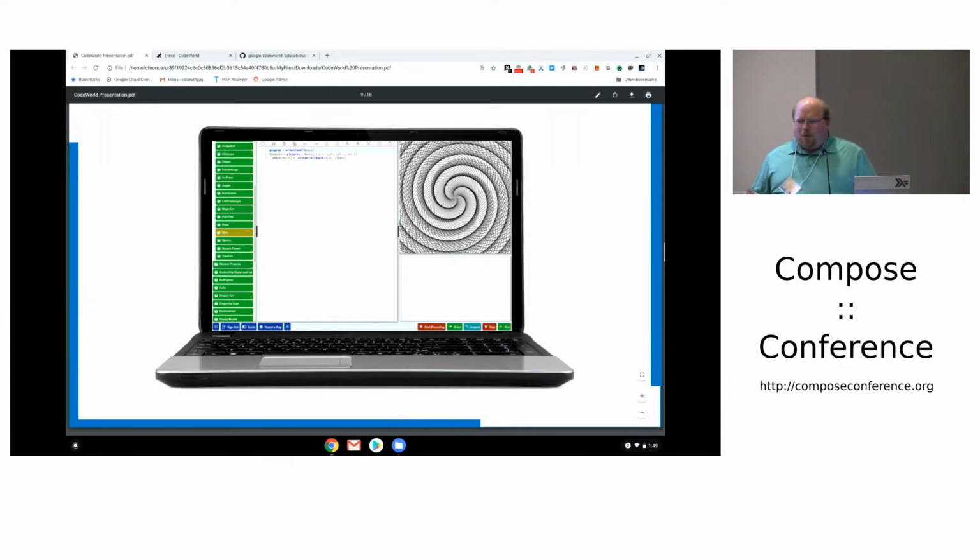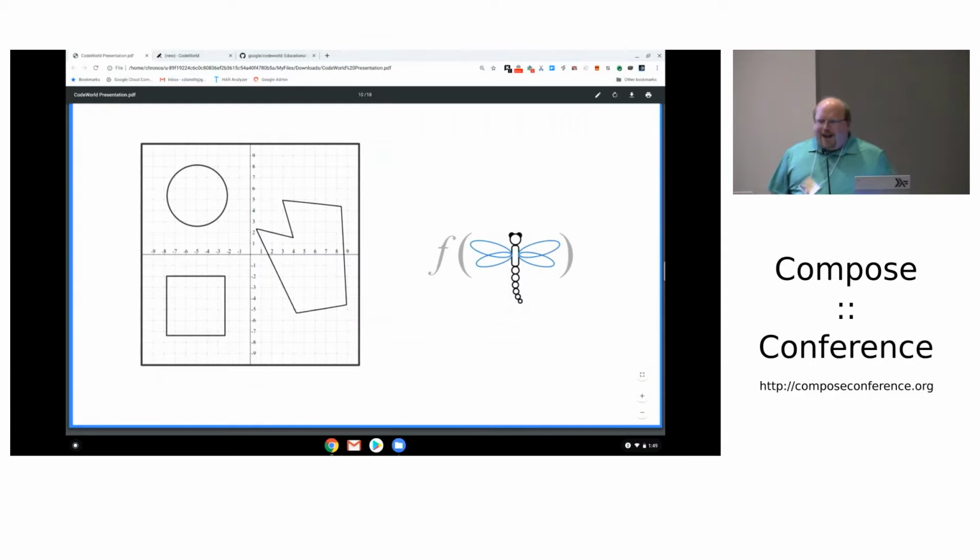But I won't get into the details of how I've customized the environment. I really want to tell you what the core of what I'm doing is, and that is I'm starting with pictures as first-class values. So we start with some primitive pictures, some circles, some rectangles, some polygons.